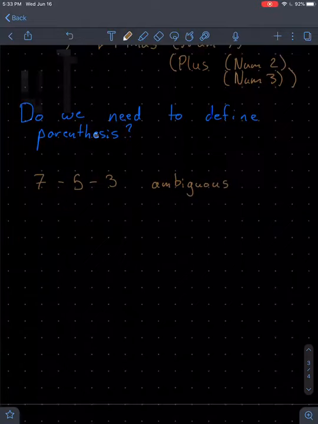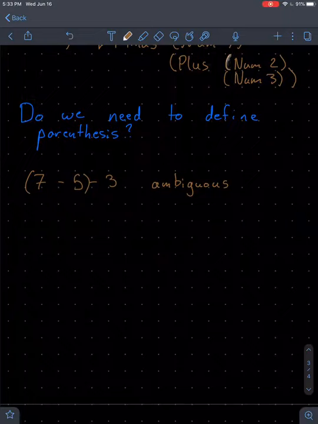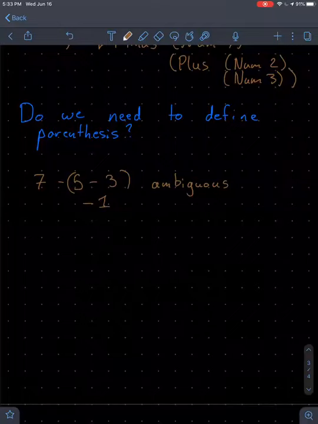Cool. So what could this equal in good order of operations and bad order of operations? Well, this could be 7 minus 5 first, which gives me 2. Minus 3 is -1. We don't really have anything for negatives yet, but pretend that's not an issue for now. Or if I did this first, I have 5 minus 3, which is 2. 7 minus 2 is 5. Did I do that right? Cool. So it could be -1 or 5. Which one is it?